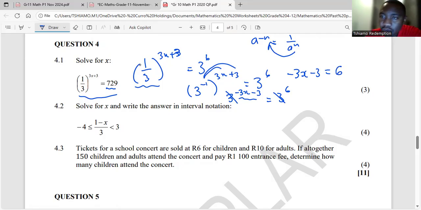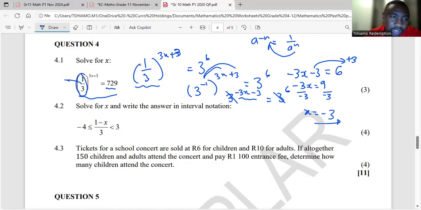Then from here, it's normal basic solve for x. Take this one, a negative, it becomes a positive, which is 9. Divide both sides by negative 1, then x is negative 9. Nice question. So here, the trick is for you to know how to change this to a negative exponent.